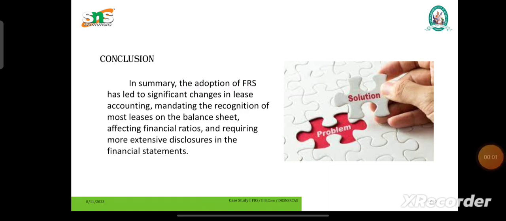The conclusion is that the adoption of IFRS has led to significant changes in lease accounting, mandating the recognition of most leases on the balance sheet, affecting financial ratios and requiring more extensive disclosures in the financial statements.